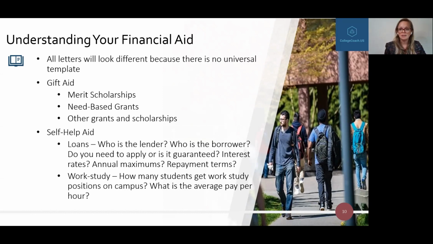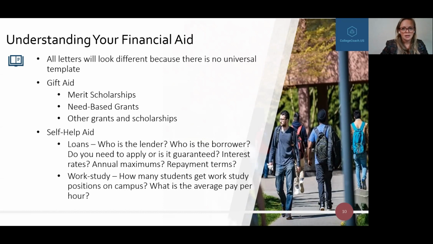Is it guaranteed? Are they giving it to you already? Did you qualify, or do you need to apply? Because a lot of times for loans, you have to apply and qualify based on your credit history and your score and things like that. So when they put it on the award letter, does this mean that you already pre-qualified? A lot of times you're not.